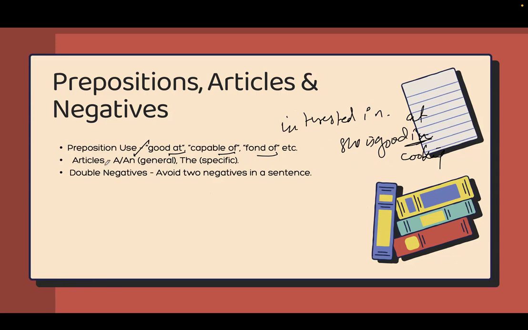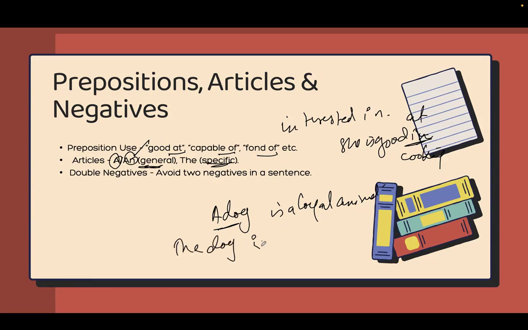So articles. If I say articles, a and an, we can use for general reference. The is used for specific reference. For example, a dog is a loyal animal. Okay, any dog I'm talking about here. Now specifically, the dog in my house is very playful. I'm talking about one specific dog that is at my house.